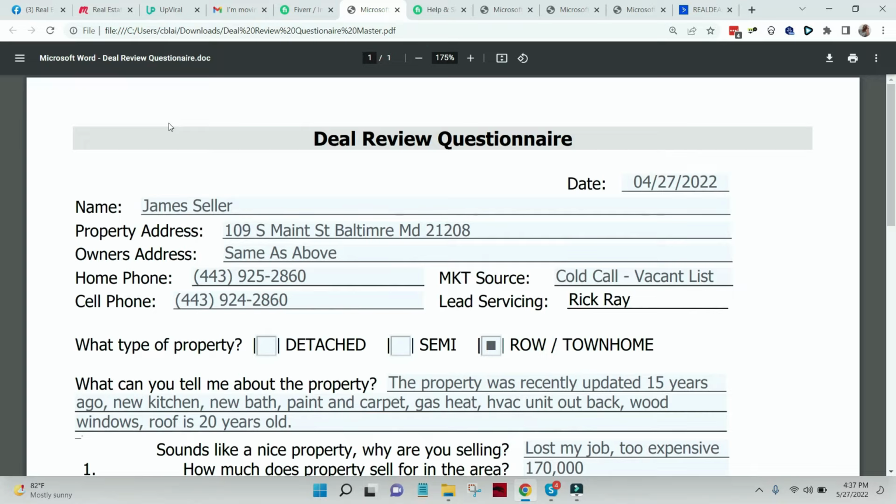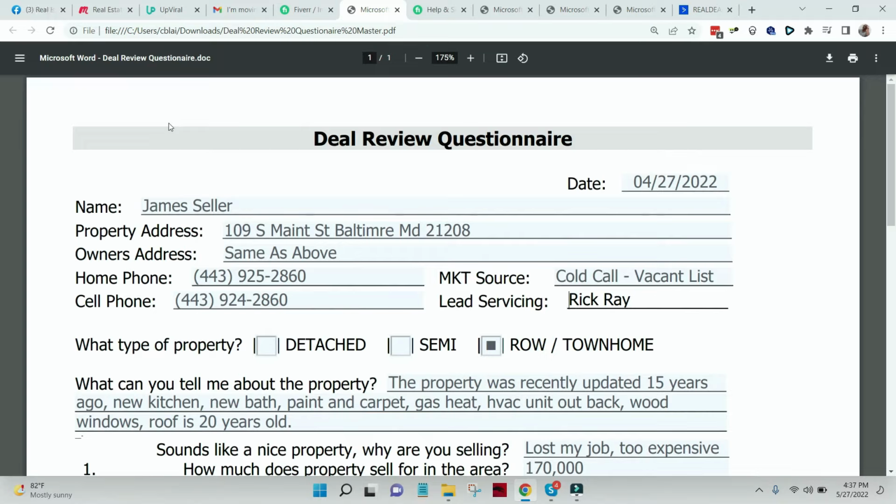Now, the reason why this document that we've created is so important is because it will allow you to determine what's going to be the best exit out of this deal. When you're using it properly, you'll be able to determine if this is going to be a wholesale deal, if this is going to be a rehab deal, if it's going to be a buy and hold deal, is it going to be a master lease type of deal? The questions that you ask will allow you to analyze the deal properly.